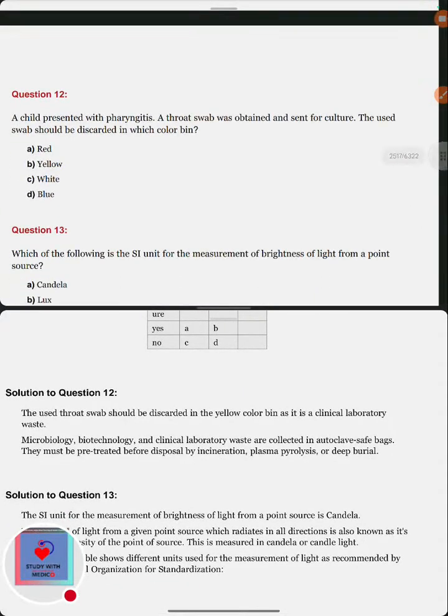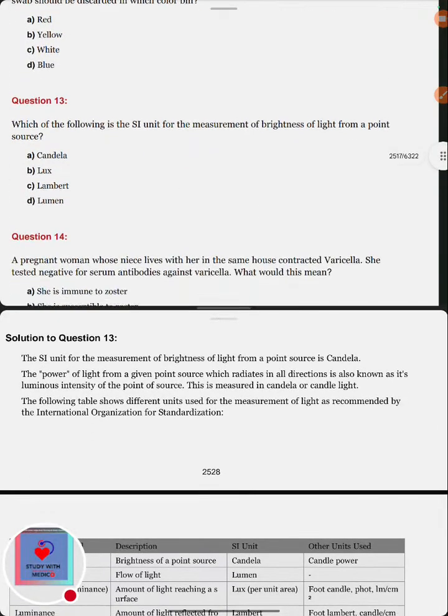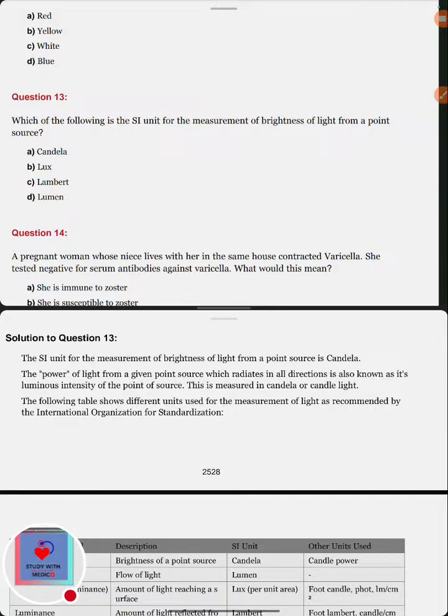The child presented with pharyngitis, a throat swab was obtained and was sent for culture. The culture swab should be discarded in which color bin? It is an infectious waste, so the yellow bin should be the answer. Yellow color bin for laboratory waste from the microbiology laboratory. Which of the following is the SI unit for the measurement of brightness of light from a point source? Candela. Candela is for brightness of light from a point source.